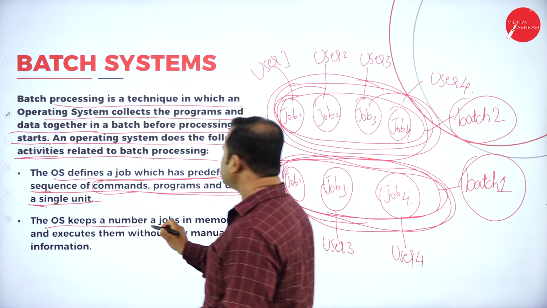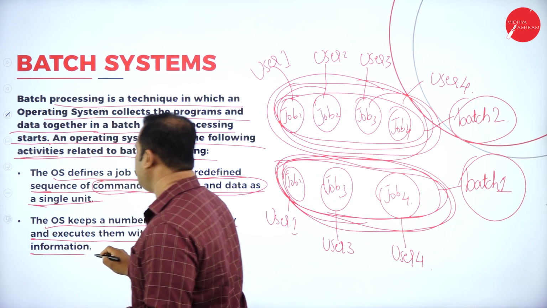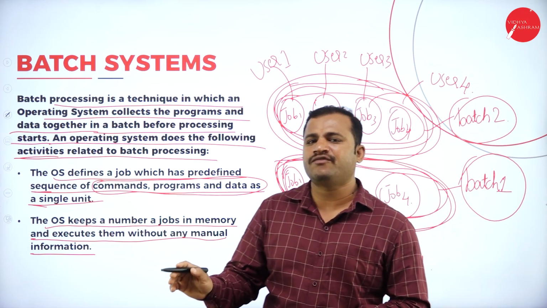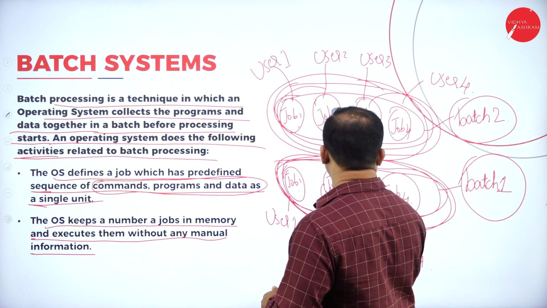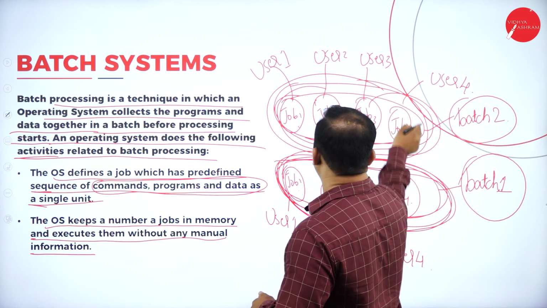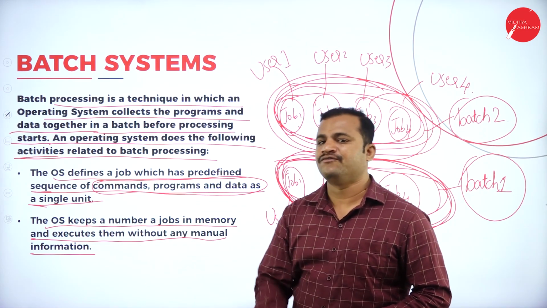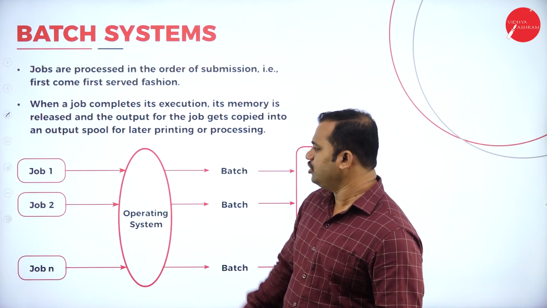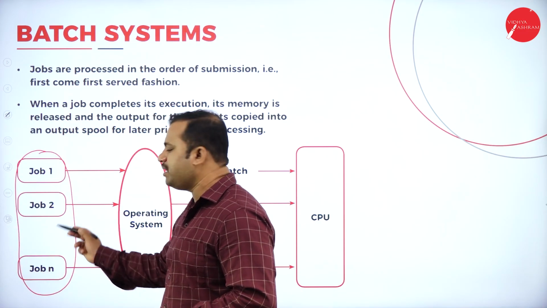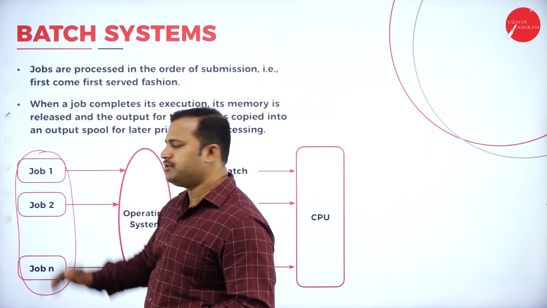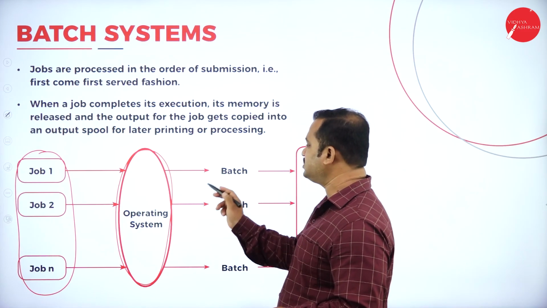Then the OS keeps a number of jobs in memory and executes them without any manual intervention. That means it does not require any manual intervention because all of these jobs are similar. All these similar jobs are executed by the batch processing system without any manual intervention. If you look at this, you will clearly understand job 1, job 2, and so on up to job n. N may be 10, 20, 30, 40, any number. But which is the operating system doing the job on top of this? That is the batch.